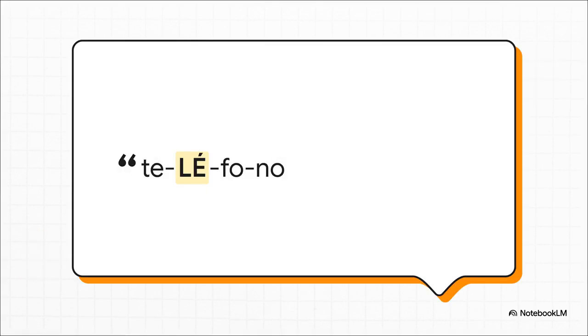For example, teléfono. Let's count back from the end. No, fo, le. The beat's on the third to last syllable, so it gets an accent. Simple as that. Here's another one. Océano. Let's count it back. No, a, ce. Yep, third to last syllable gets the beat, so it has to have an accent.